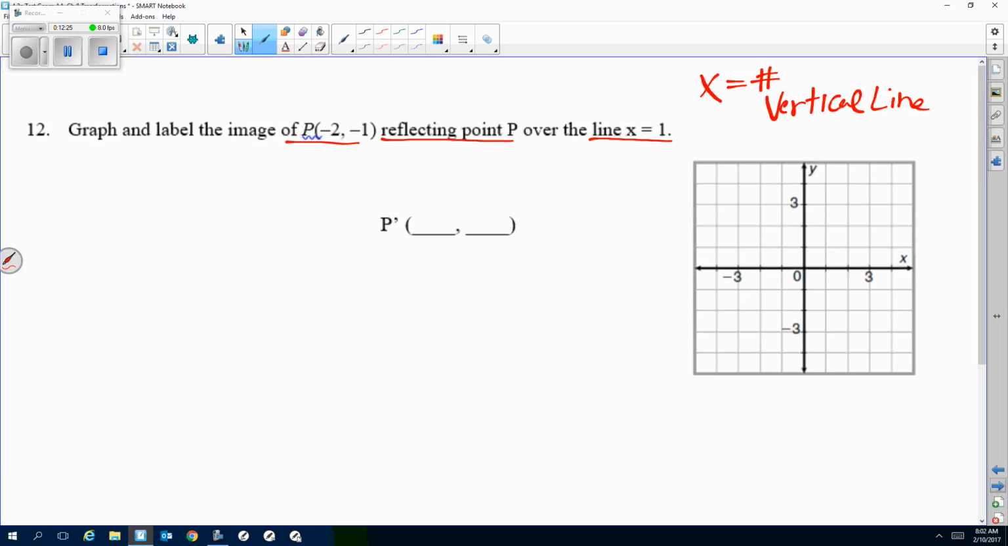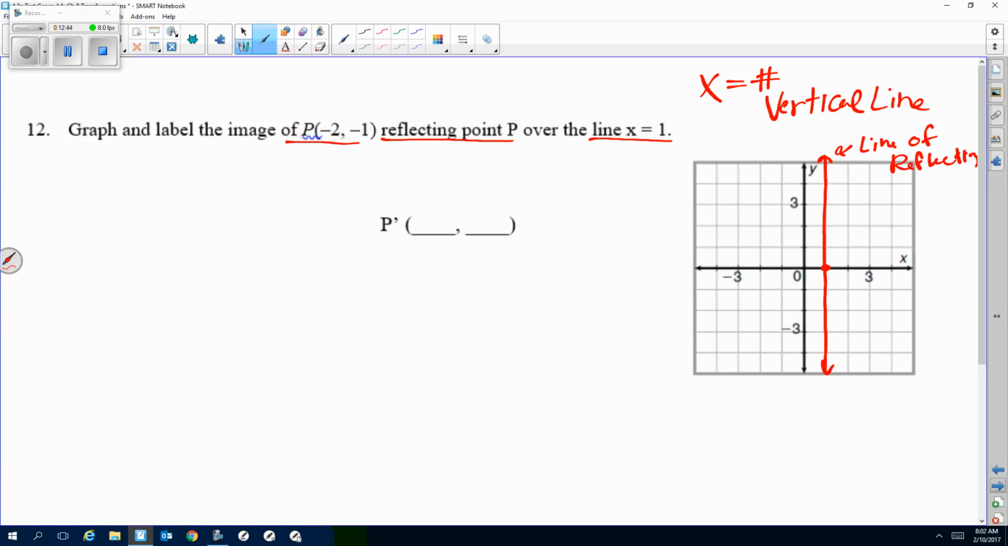So what you do is you go to where that number is on the x-axis, and then you draw your vertical line. And this becomes the line of reflection. Just like we did on the first one, okay? Instead of using the y-axis, we're now using this vertical line.